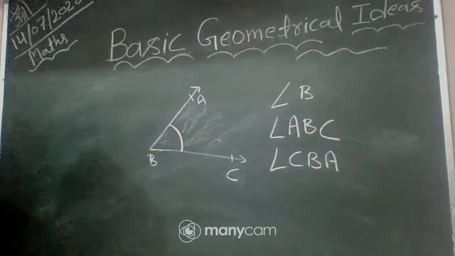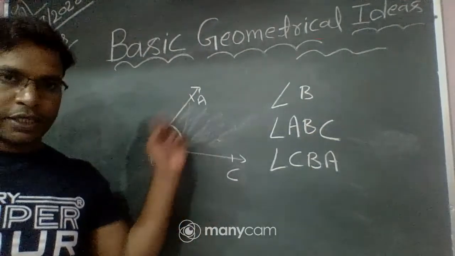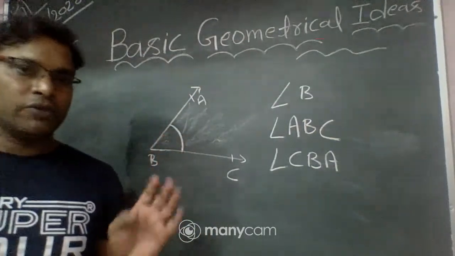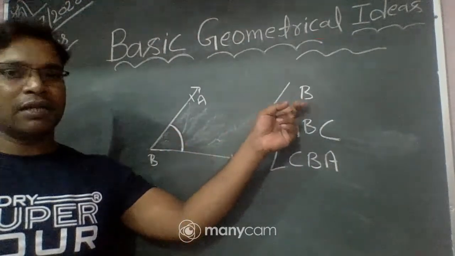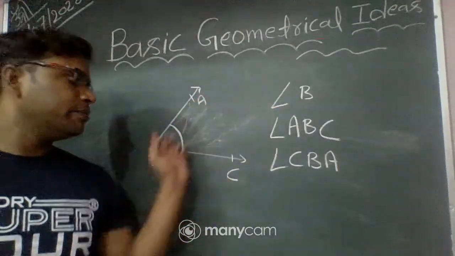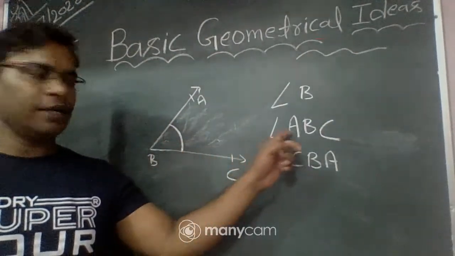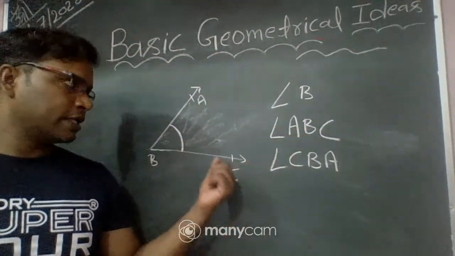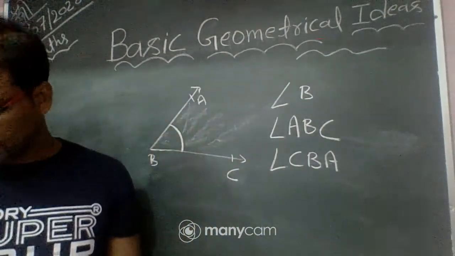Clear? So you know this is an angle. You can write the name of this angle in three ways. First, angle B, the simple way. Second, angle ABC, we read it angle ABC. Third, angle CBA.